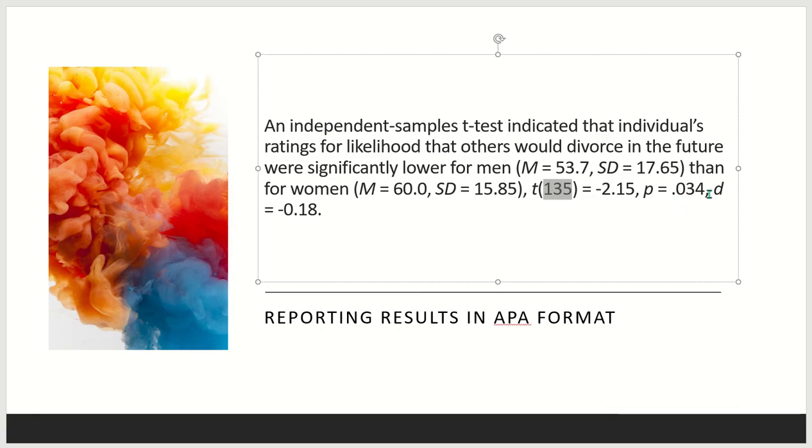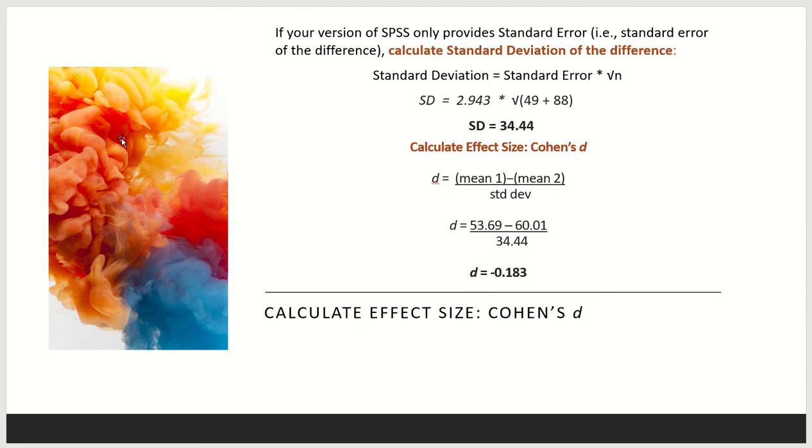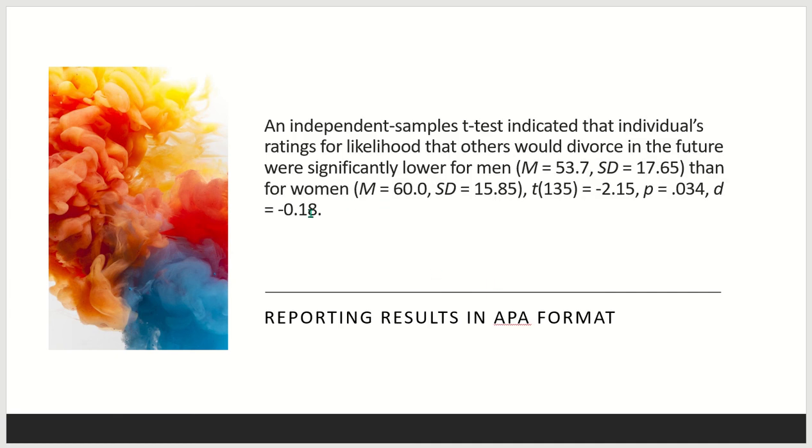And then we need to plug in that Cohen's d, the effect size, for our sample. And we calculated that right up here, recall? So negative 0.183. And you would use just two places, negative 0.18. And that's how you would perform an independent samples t-test and then write the results.